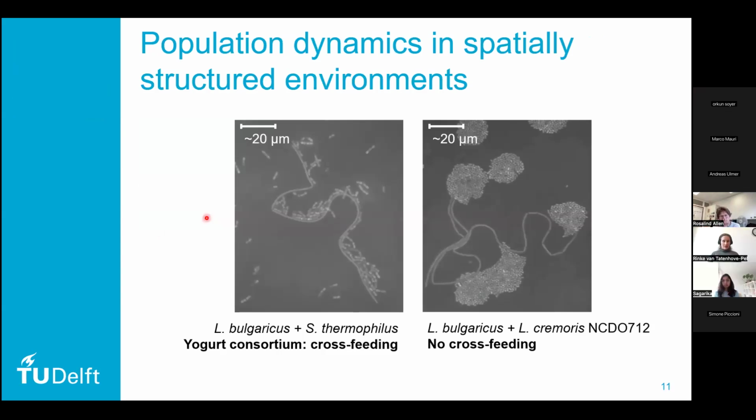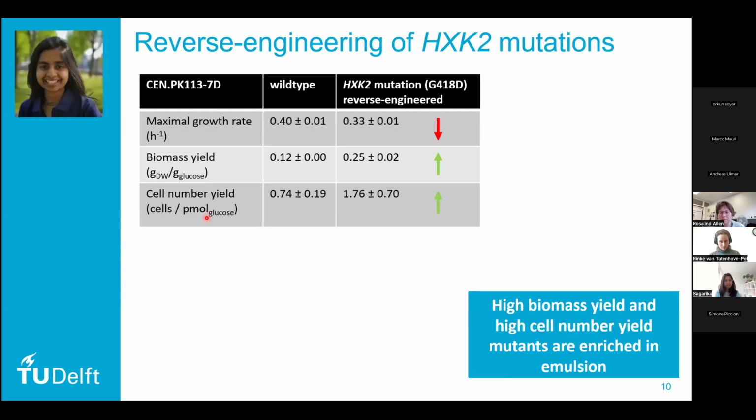All right, so I see a question. Hi there. Just to clarify this cell number point, if your yield is increasing, I can make more cells per glucose. So I don't necessarily follow that the size should get smaller. Have you also looked at the size?